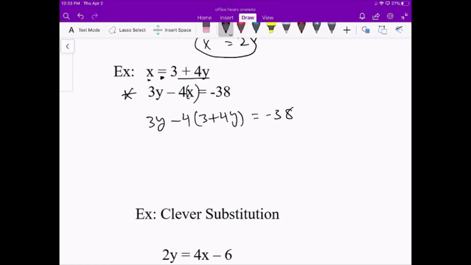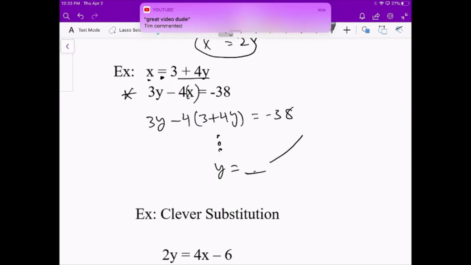Again, I have an equation here now that only involves one variable. It only involves y. So I could distribute and so forth, do the usual things to solve for y. Once I figure out what y is, I can go plug that in at the start, and then I'll figure out what x is.